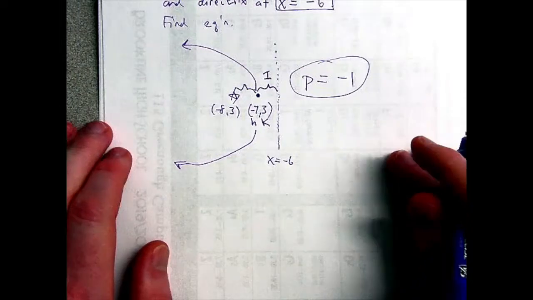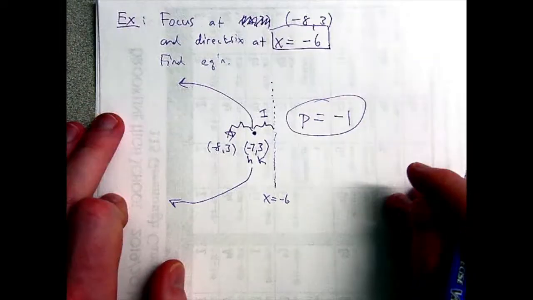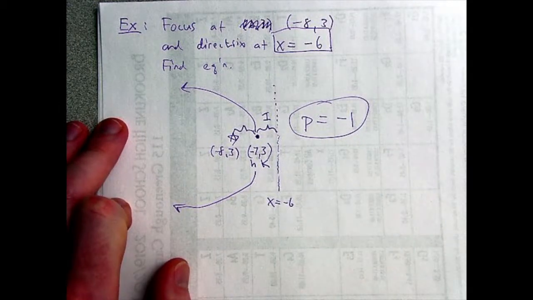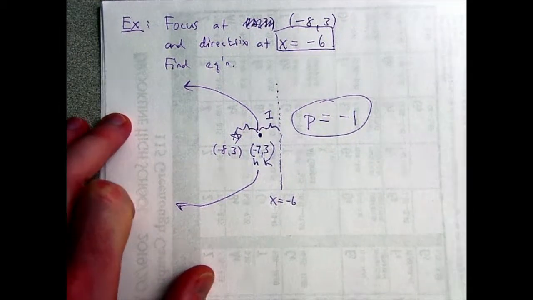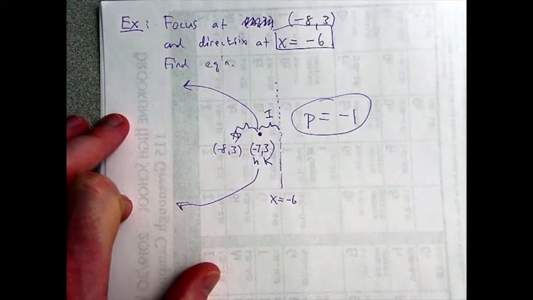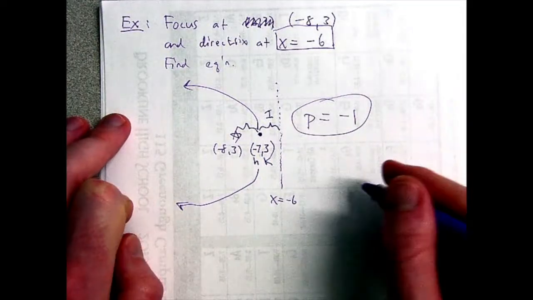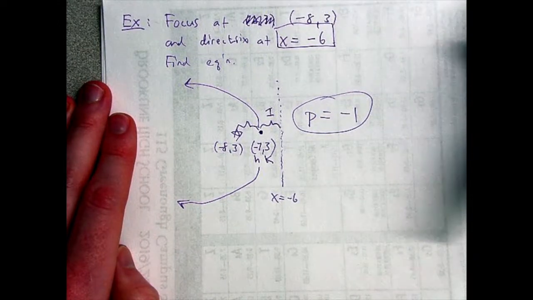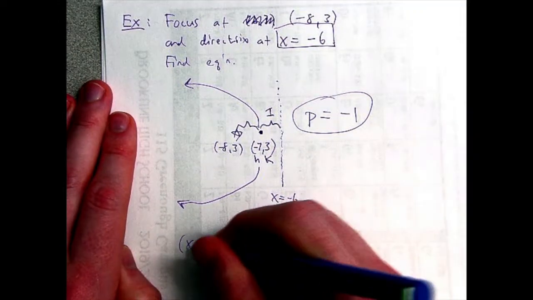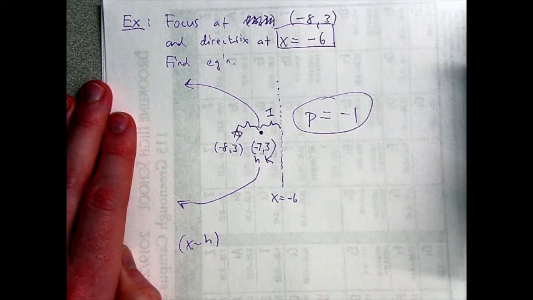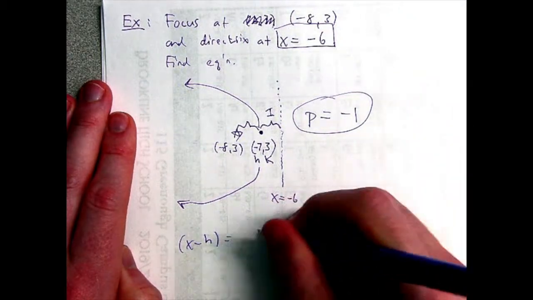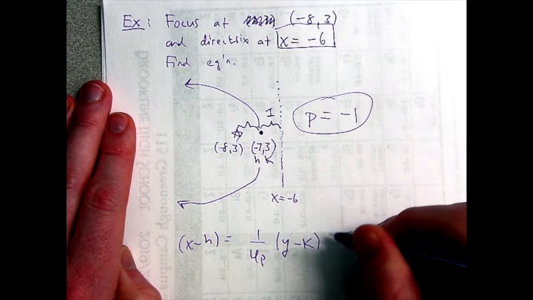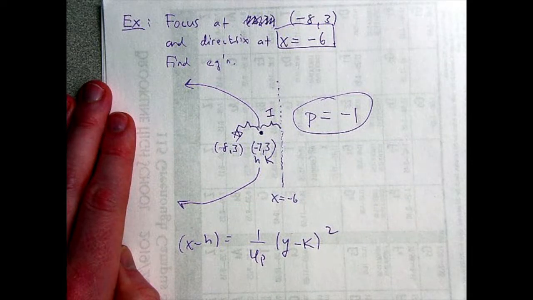All right, so now, of course, we have two forms of the equation, right? One where the x term is squared, one where the y term is squared. Which one should we be using? Well, because this is a sideways parabola opening to the left, we should be using the one where the y term is squared. So our general form is going to be x minus h is equal to 1 over 4p times y minus k quantity squared. So that's our general form.